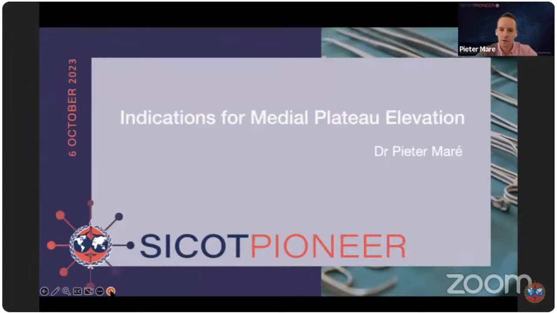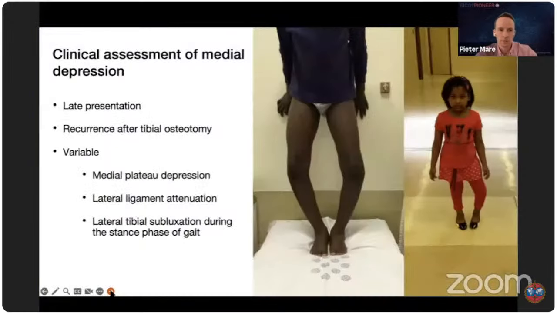Now, for the second part of my talk, it's very brief. I see this was a question from one of the audience members as well. When do we do medial plateau elevation? These children present to us typically late, so after the age of 4, or after the recurrence, after previous tibial osteotomy. They've got a variable medial plateau depression with associated lateral ligament attenuation, generally a combination of the two. And then they may also have lateral tibial subluxation during the stance phase of gait, the so-called lateral thrust.